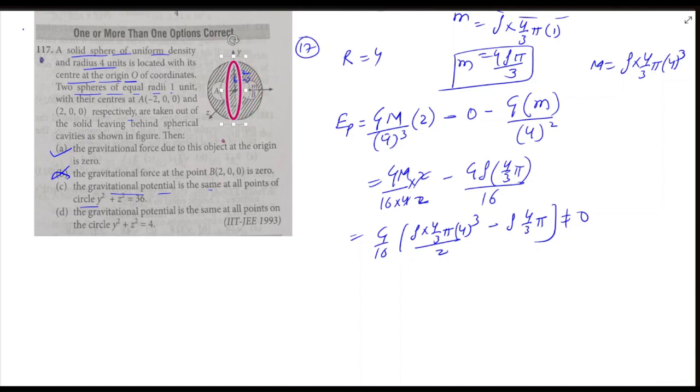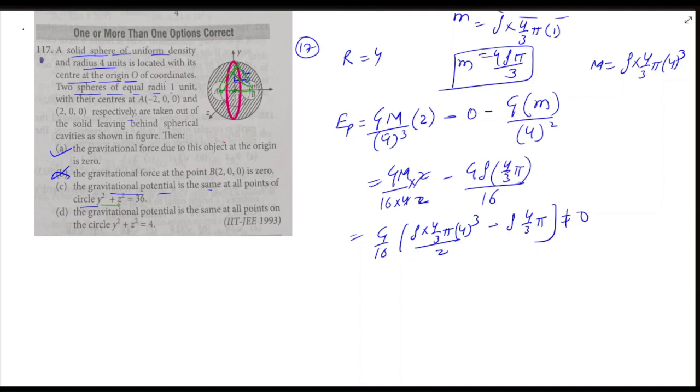So this will be our sphere. Now, if you look here, these A and B are symmetrically placed. So in any circle in YZ whose center is origin, the potential will be same. So it will not change.